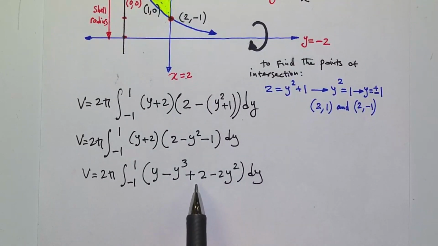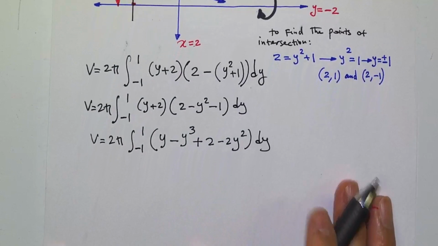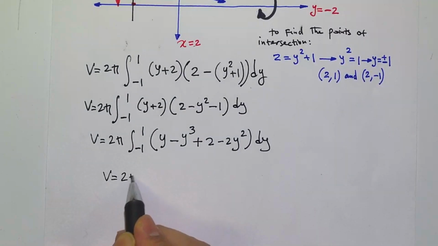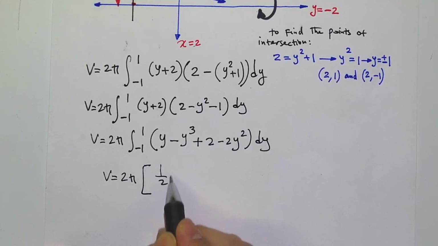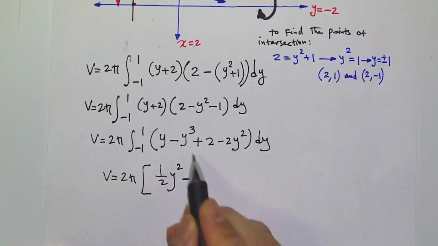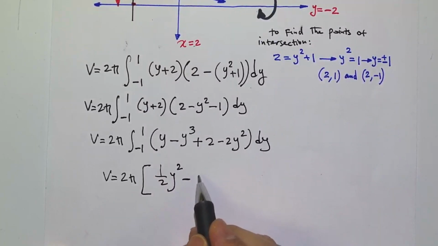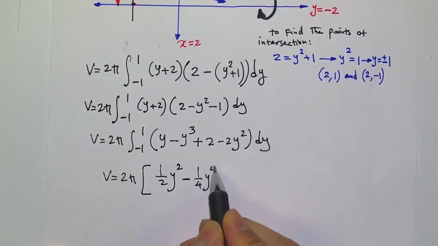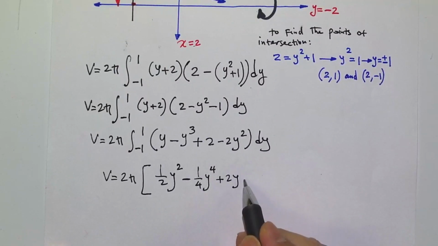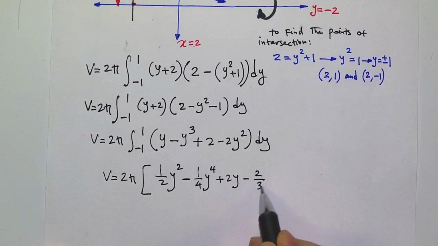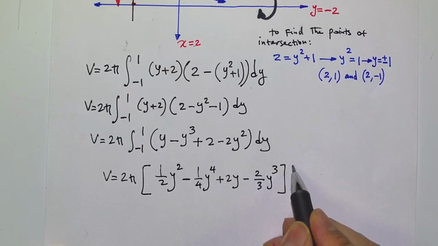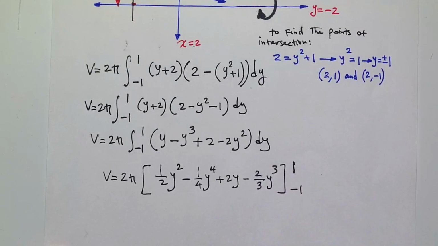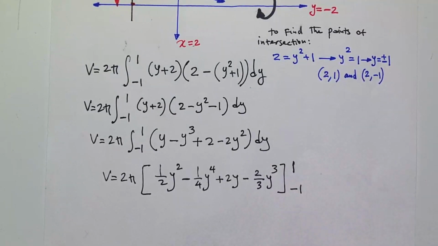And this is an easy integral. So let me write it here. 2 pi times, that's just 1/2 y squared. This is minus 1/4 times y to the 4th. This is plus 2y. And minus 2/3 times y cubed, integrating from negative 1 to 1. Okay. All right.